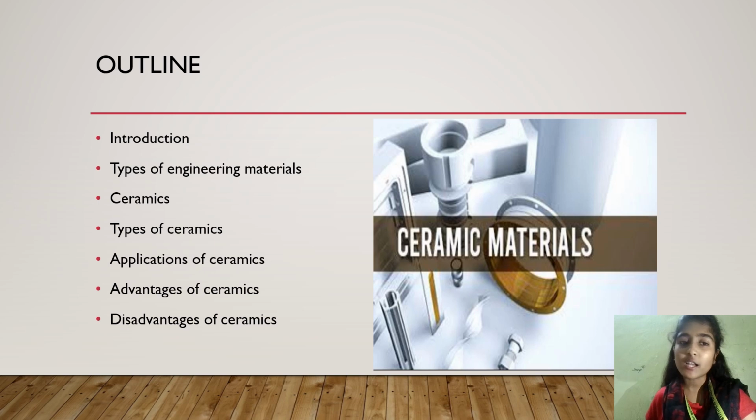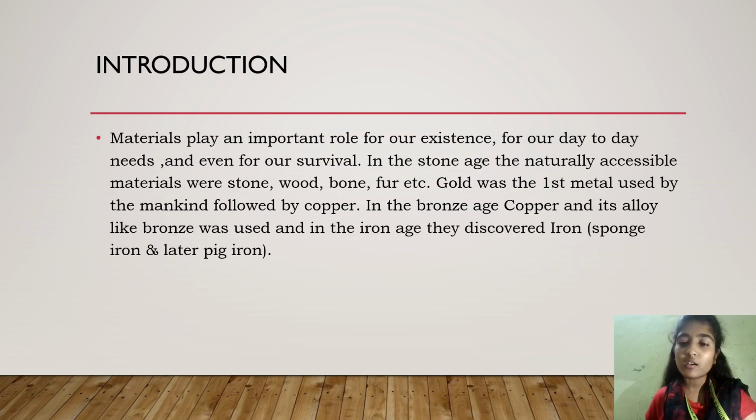And moving to the next slide, which is the introduction on ceramics. Materials play an important role for our existence, for our day-to-day life, and even for our survival. In the Stone Age, the naturally available materials were stone, wood, and bone, etc. Gold was the first metal used by mankind, followed by copper. In the Bronze Age, copper and its alloy like bronze were used. In the Iron Age, they discovered iron, and later they used it.